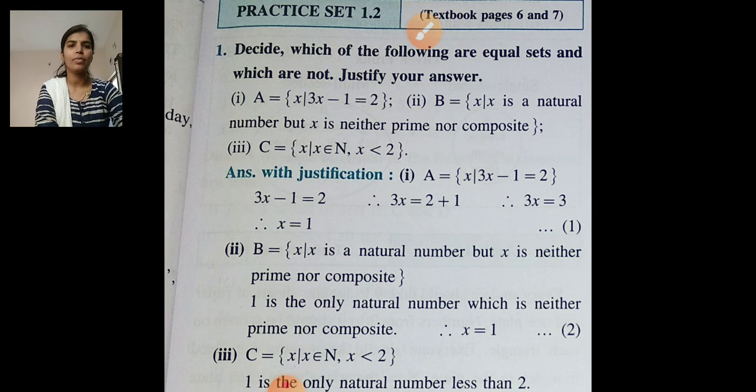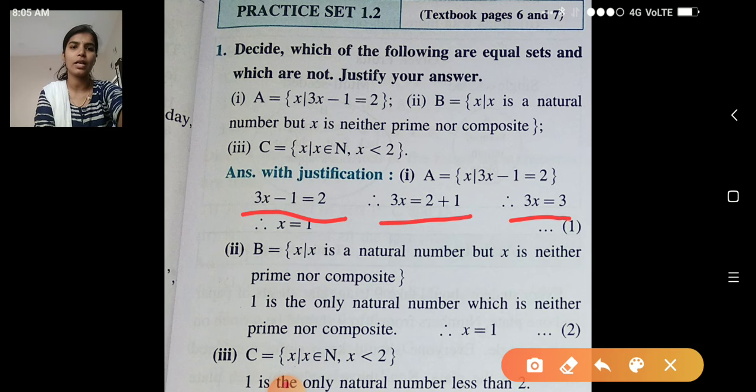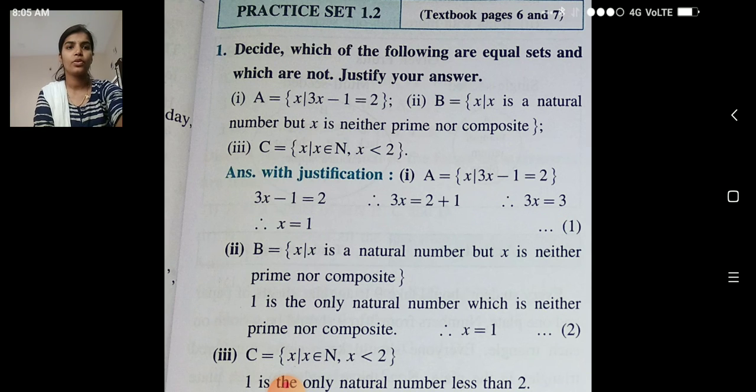The first example, A is equal to the set of x such that 3x minus 1 is equal to 2. For that we want to solve our equation. 3x minus 1 is equal to 2, that means 3x is equal to 2 plus 1. So 3x is equal to 3, that means x is equal to 1. So in A you are writing only one element, okay?